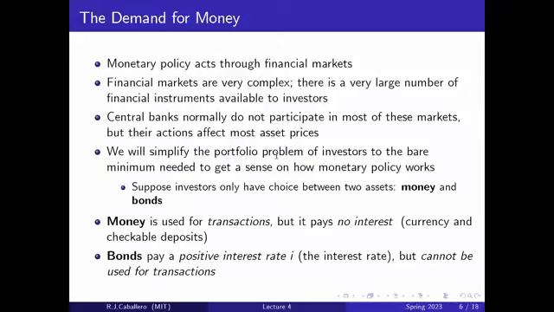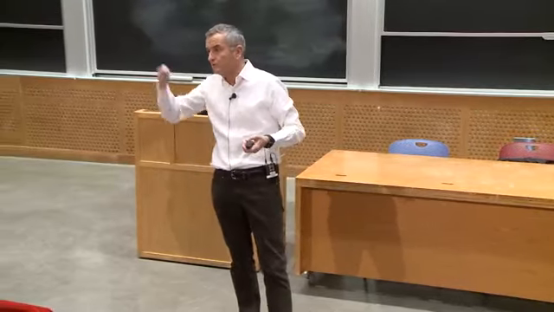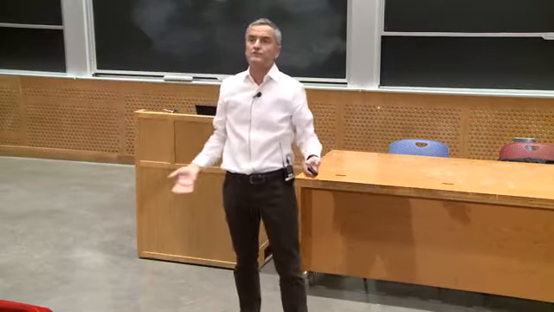A bond is going to be the polar opposite. It's going to be something that pays a positive interest rate. So if you buy a bond for 95, you're going to get 100 a year from now, say. So you get something out of that bond. But it's not very useful for transactions. I mean, you cannot go and buy your lunch with a bond.